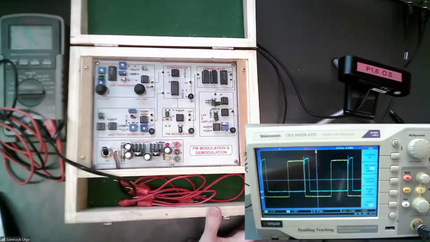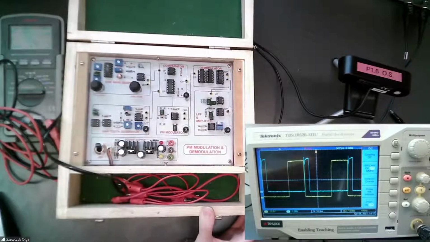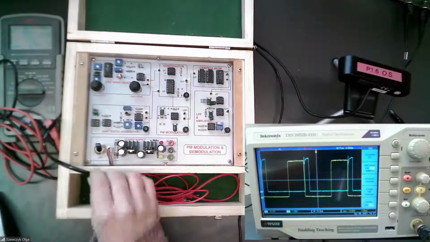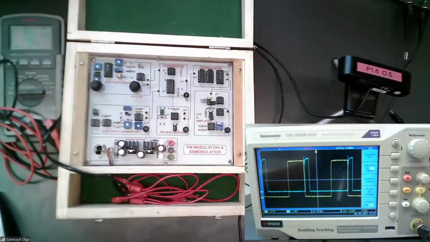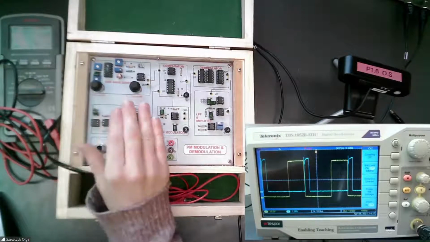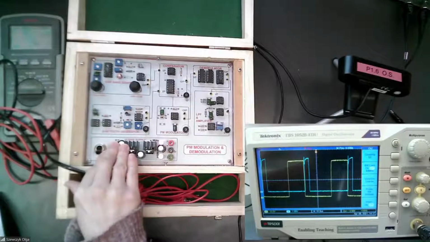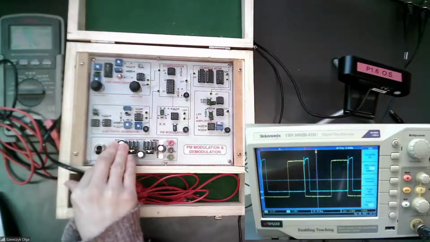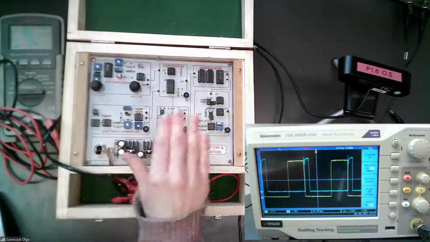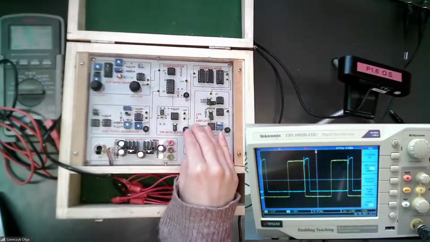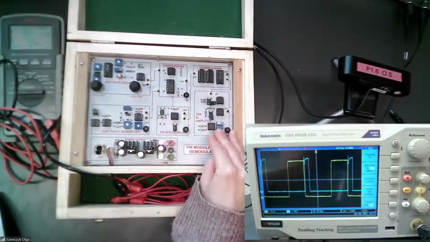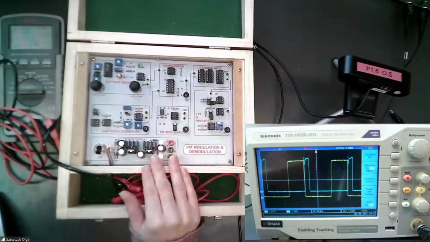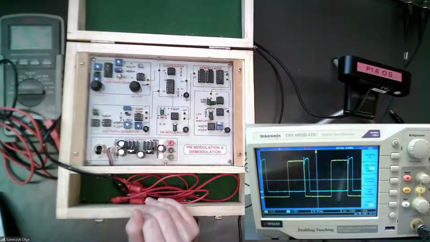So we have another trainer kit for phase modulation and demodulation. We can turn it on, and it consists of several blocks such as sine wave generator. Here we have sawtooth generator, which will serve as our carrier generator. We have comparator, modulator, demodulator, and low pass filter and amplifier, and power supply section.